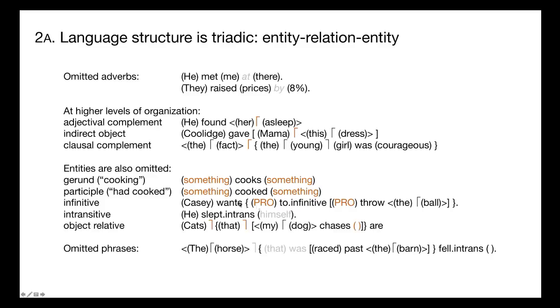I'll do one more. Why do we have the word to in infinitives? What's the point? Well, what's really going on here, Casey wants Casey to change to the situation of Casey throwing the ball. Pro is a standard linguistics thing, meaning an unspoken subject. So they're onto this idea that some things are not spoken. But my point is that this is common.